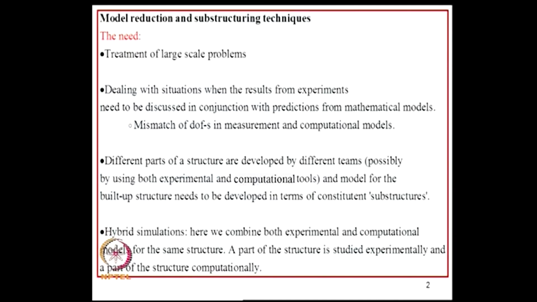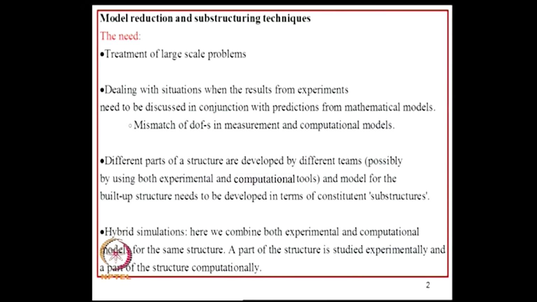Another situation is when different parts of a structure are developed by different teams, possibly by using both experimental and computational tools, and based on this, we need to construct the model for built up structures. So, this typically happens in applications such as space applications and automotive applications, and this could also occur in problems of secondary systems in civil engineering applications.